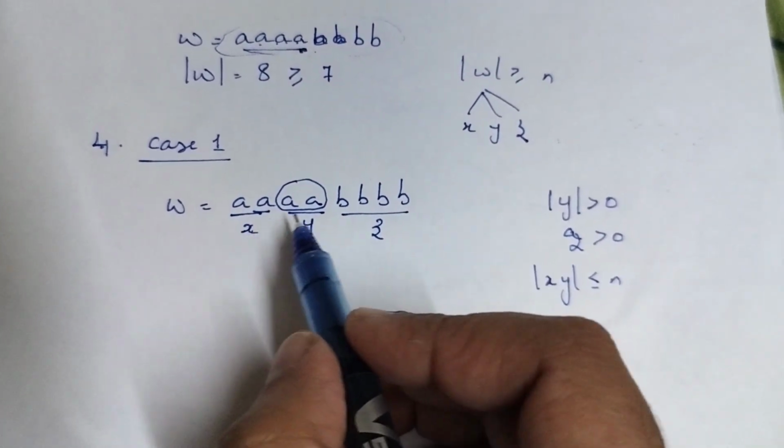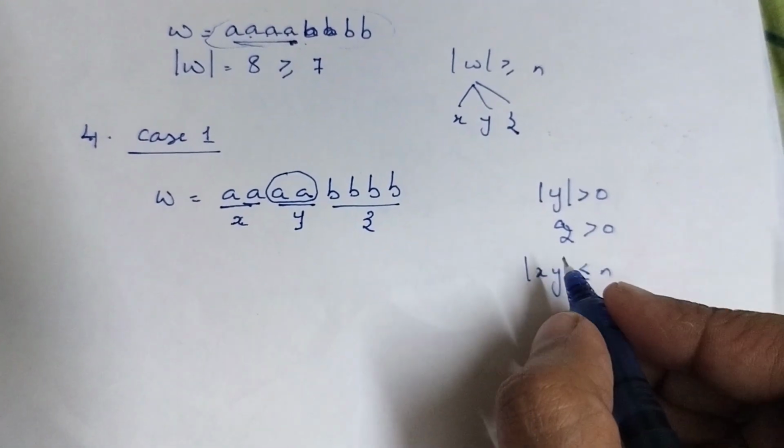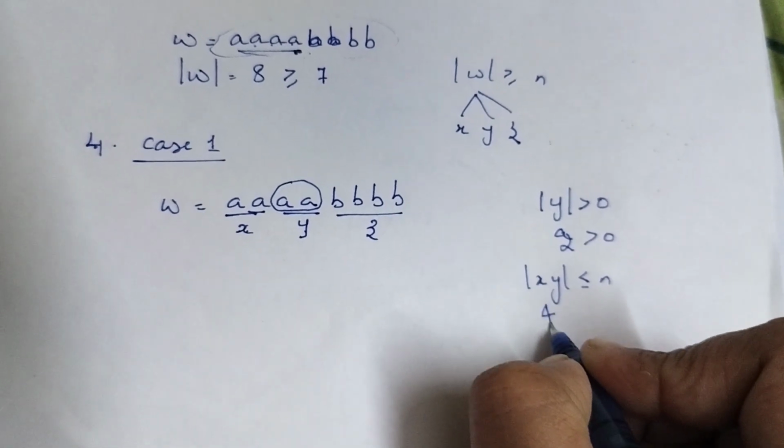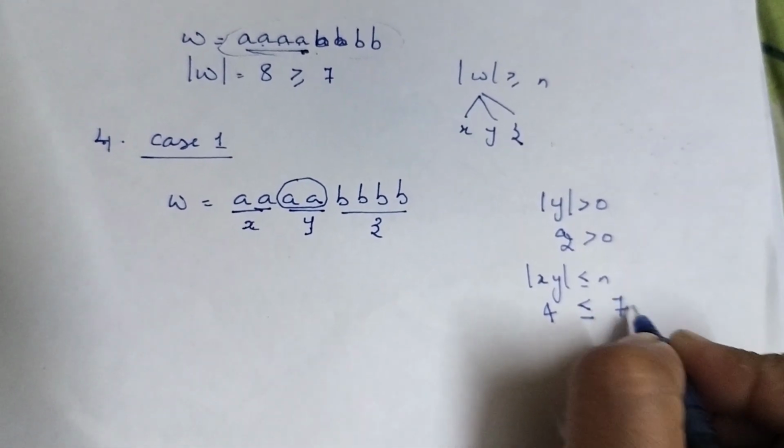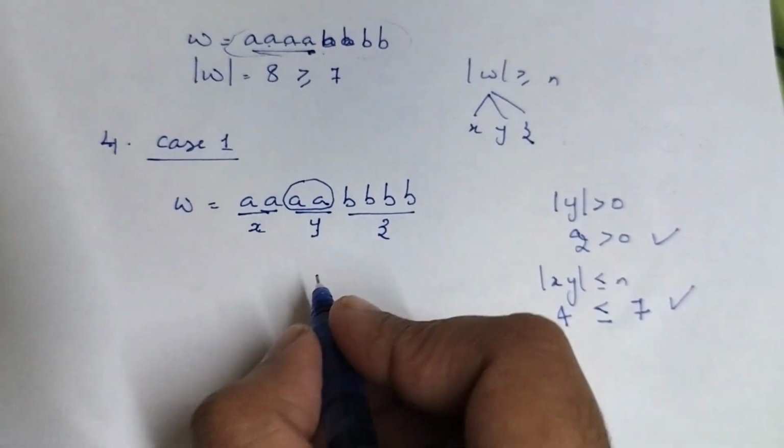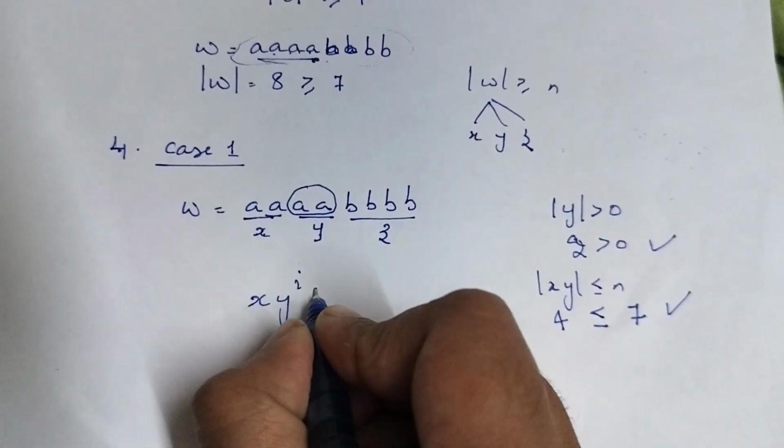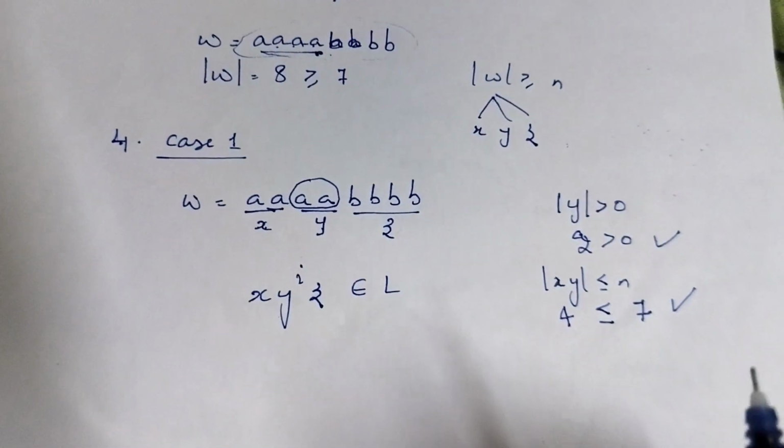What is the length of x and y? 2 plus 2. The length of x is 2, the length of y is 2. 4 is less than or equal to the pumping length 7. This is also true. Then we need to prove that x y^i z belongs to our language.